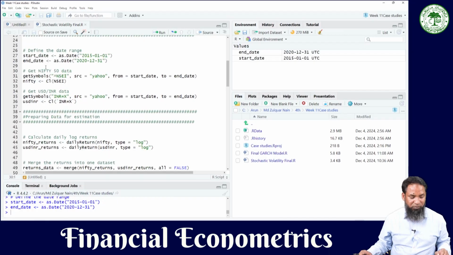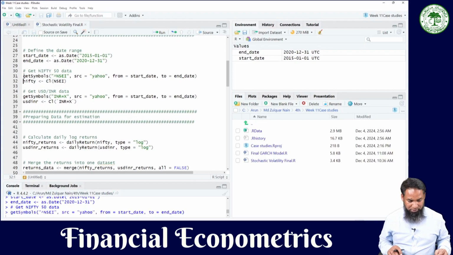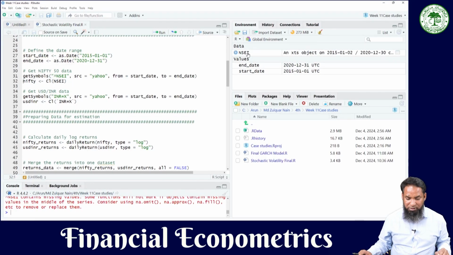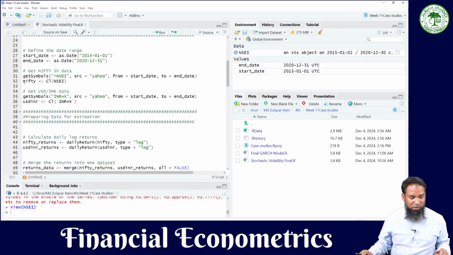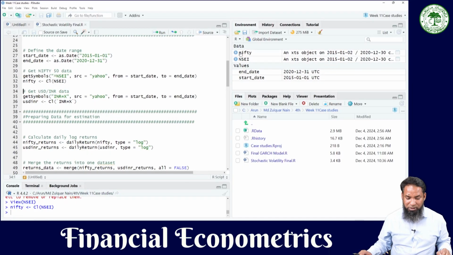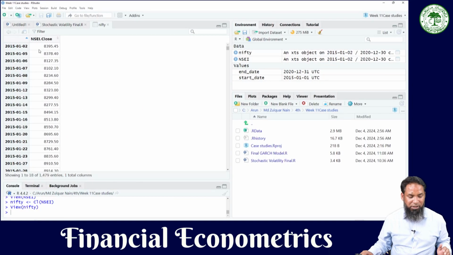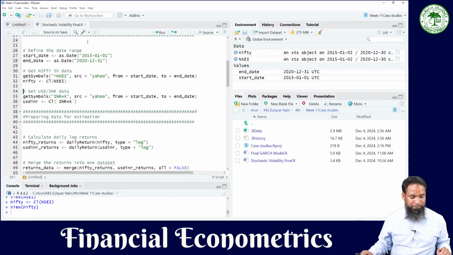Now first we'll get the Nifty 50 data. We use getSymbols with the source, from the start date to the end date. Once we have this NSEI data, we can see the different columns: open, high, low, close, volume and adjusted. Out of that we will be using the closing price. So we take Nifty as the closing NSEI. Now we have only the NSEI close, the closing price.